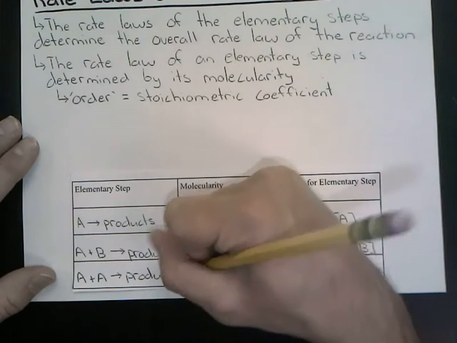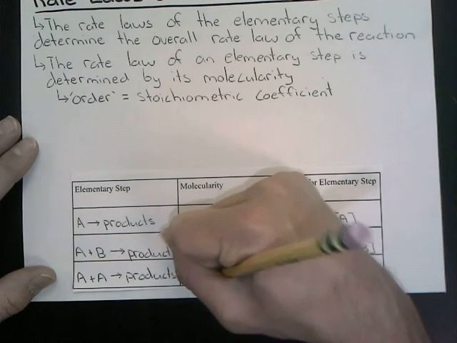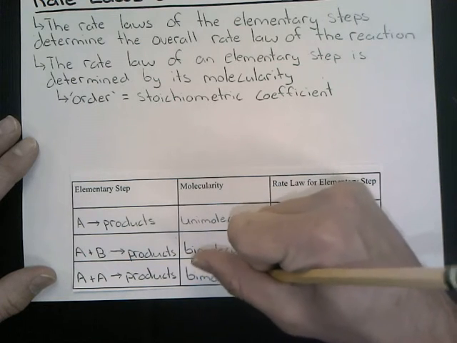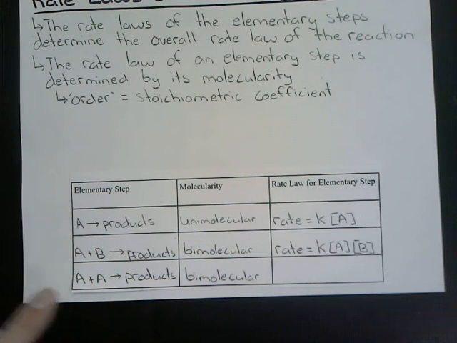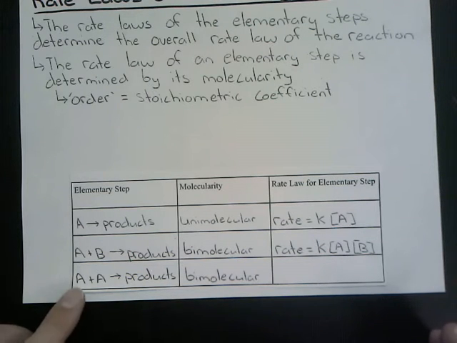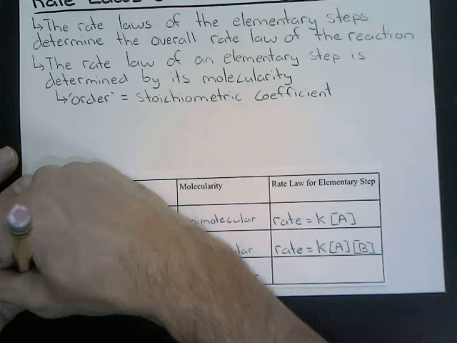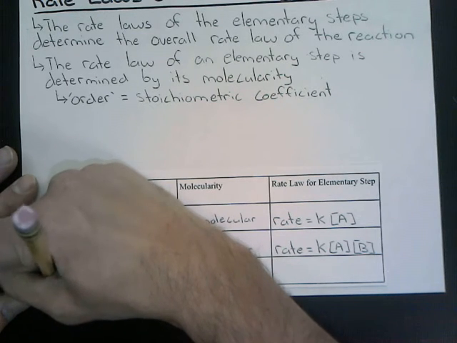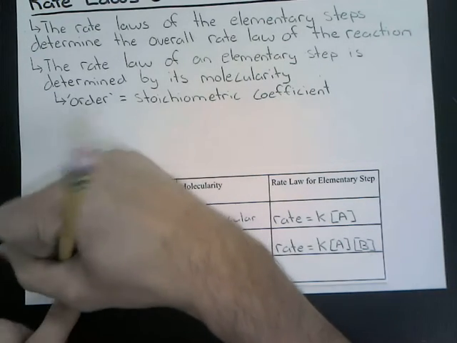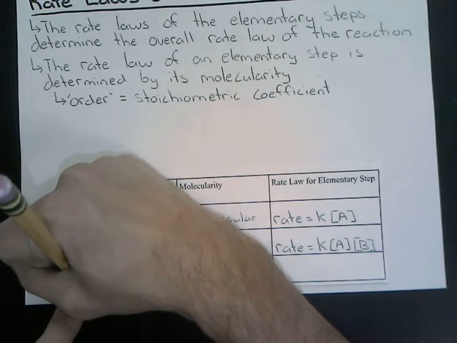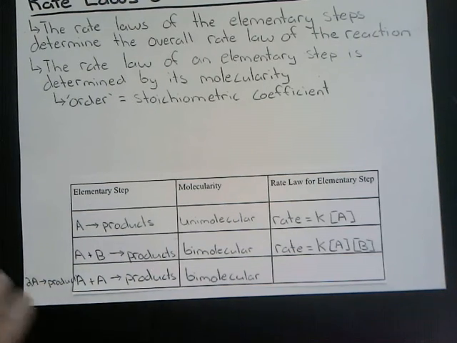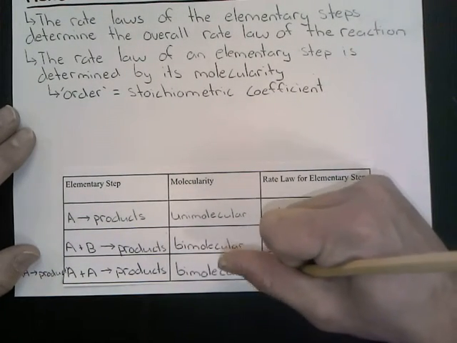Because they did that, this is a bimolecular step. It involves two of the reactants. Now, you don't have to write this down, but this could also be written as 2A produces the products. Okay? So this is the same thing. Now, if we keep this in mind, it makes it a lot easier to write the rate law.